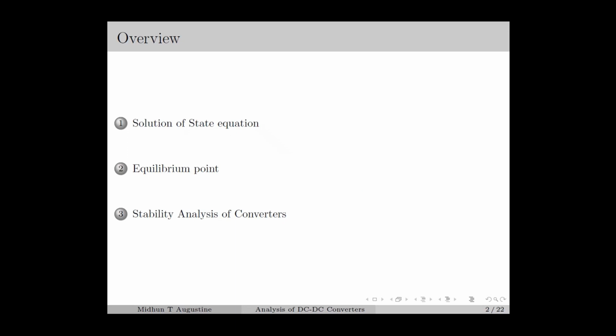Here is the overview. We start with the basic ideas about the solution of the state equations and the state trajectory of DC to DC converters. Then we discuss the equilibrium point and steady state operating points for the converters. And finally, we discuss the stability analysis of converters, in which we focus on the Lyapunov approach for stability.